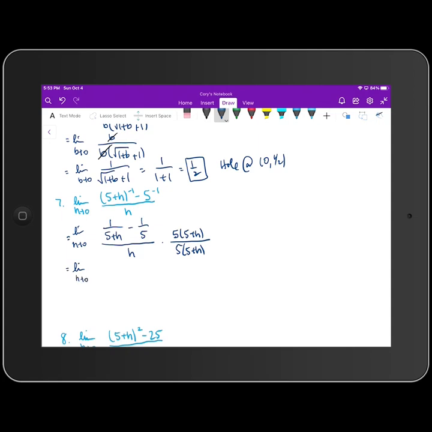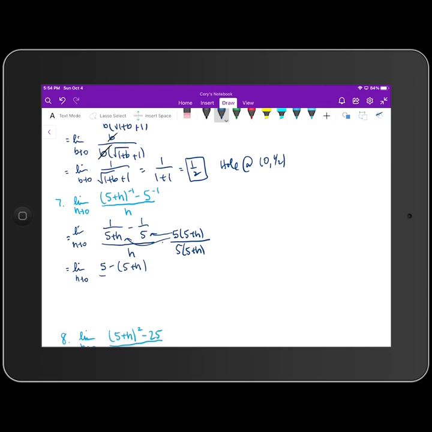When we do that, that gives us the limit as h goes to 0. When I multiply this times the first fraction, the 5 plus h's cancel, so that leaves us with 5, minus, when I multiply this by the second fraction, the 5's cancel, so that leaves us with the quantity 5 plus h. You have to make sure you subtract that entire quantity.